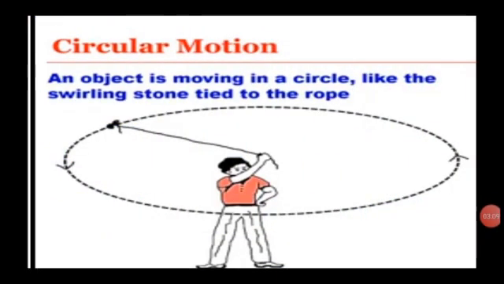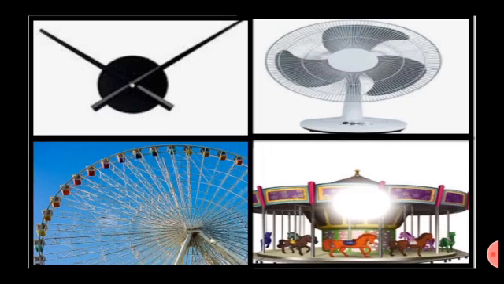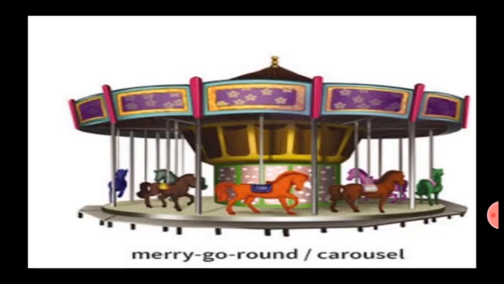Circular motion. The motion of an object along a circular path is called circular motion. An object is moving in a circle like the swirling stone tied to the rope. The hands of a clock move in a circular manner. Similarly, a fan, a giant wheel and a merry-go-round complete each round along a circular route. In our day-to-day life, we come across many examples of objects that trace a circular path.